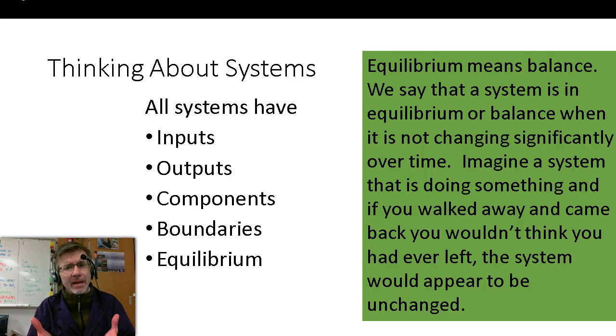Okay. And then equilibrium. Equilibrium is just a fancy word for balance. When we say a system is in equilibrium, we mean that it's balanced. It's not changing. Think of a teeter-totter or a seesaw, right? It's not changing if it's in balance. So the force of the person sitting on one side is equal to the force of the person sitting on the other side, or the torque, the weights. It's not moving. And in fact, if you were to walk away from something that was in equilibrium, then come back, it'd look like you'd never left, right? You wouldn't be able to tell if there was any difference. It would look the same. That's what we're talking about with equilibrium.